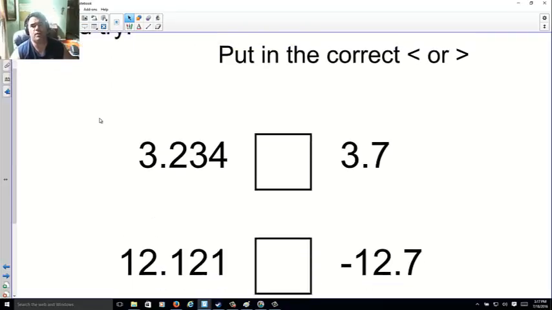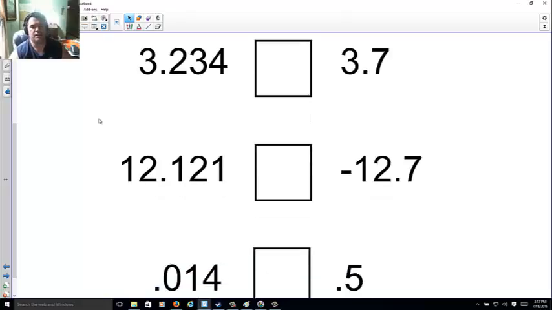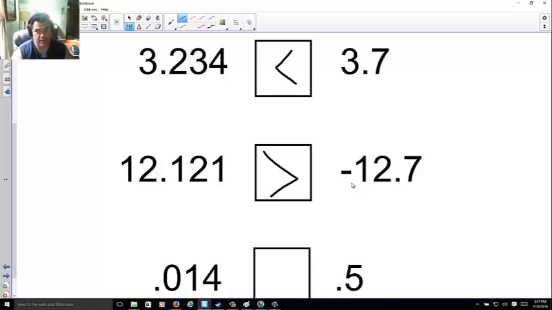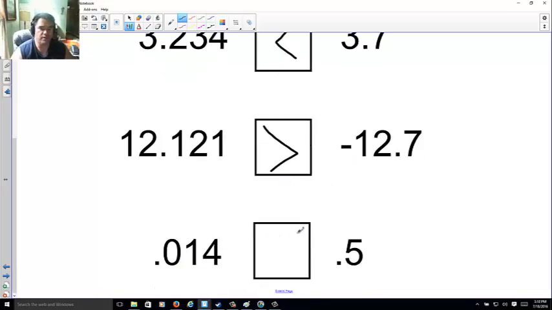You try. Put in the correct lesser greater than. Go ahead, take a look at these 3, and go. Let's see how you did. I hope you know that 3.234 is less than 3.7 because 7 is bigger than 2. This is greater than because this number is greater than any negative. And this here is going to be less than because 0 is less than 5.